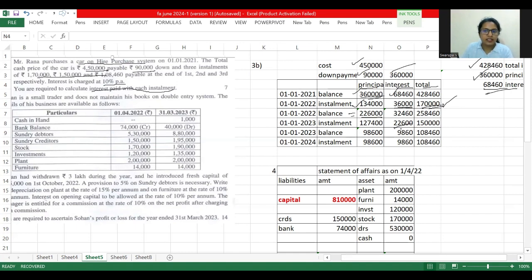On 2,26,000, interest is 22,600. The total is given in the question as 1,50,000. I am just reducing the interest amount from the total. I get the principal repayment component. Again balance, again the same method. So the sum of this gives you the total interest, and this is how the interest per year is being charged.